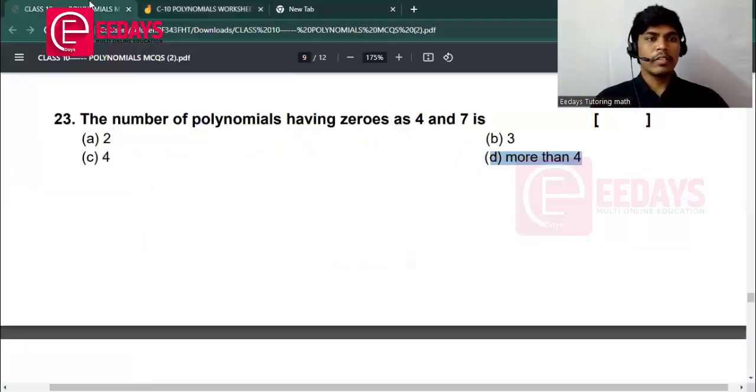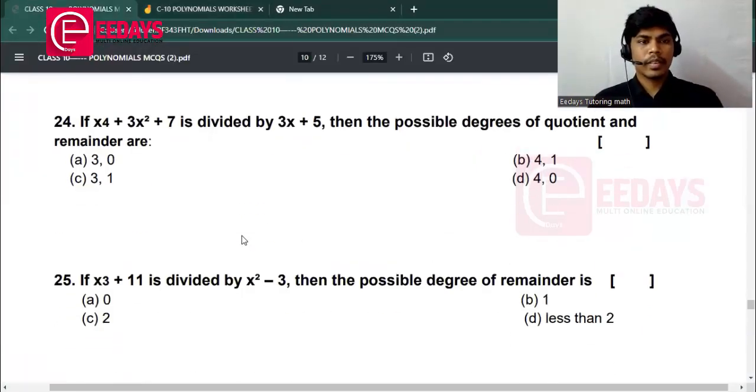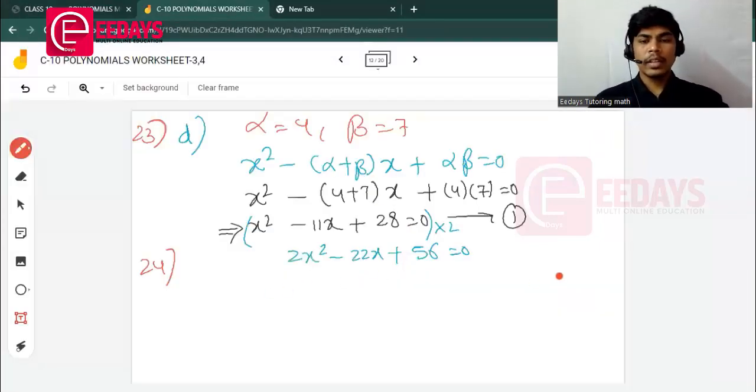Let's see the 24th question. If x power 4 plus 3x square plus 7 is divided by 3x plus 5, then the possible degree of the quotient and remainder. We have to do the division problem. So first of all, how to do the division? Which one is divided by which one? I'll give you a number.